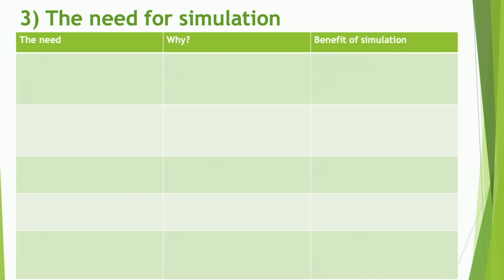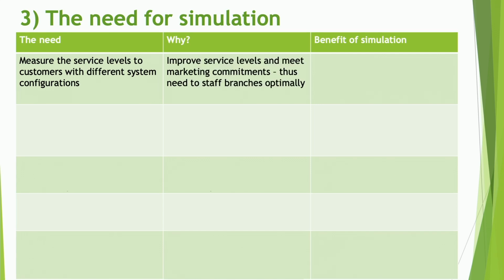So on that note, let's talk about the need for simulation. So we've got this requirement to measure the service levels of the customers with different system configurations, bigger ovens, fewer delivery drivers. And this is important because we want to improve the service levels and we want to meet our marketing commitments. If we've got a 30-minute maximum preparation time or your next order free, you want to be sure that you can actually make that commitment. And thus you need to staff your branches optimally.